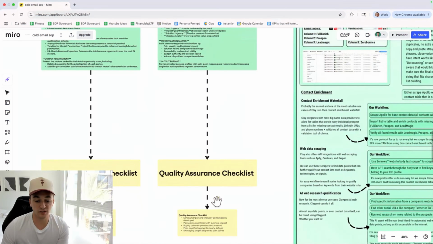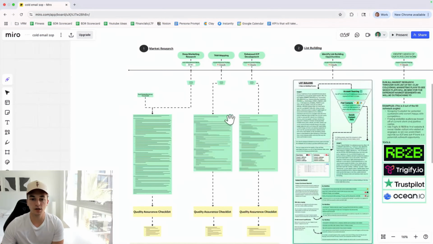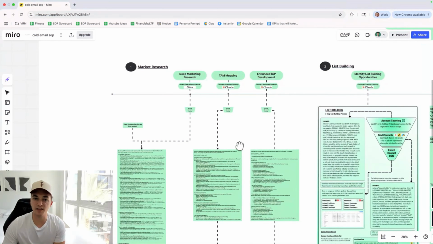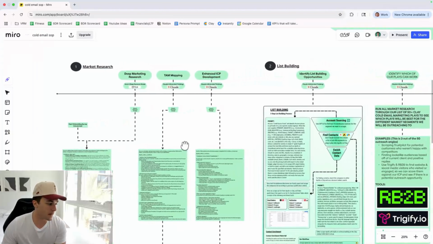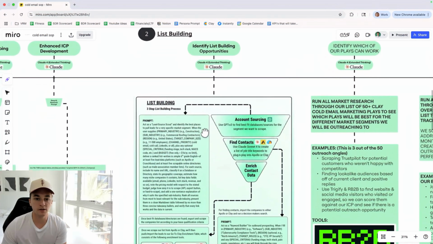So then we have a checklist for that, kind of to make sure that we got everything that we need for the next step. So that's basically the market research side of things before we build a list. Now, the next step is list building. Right? So we're going to identify list building opportunities for each of the different market segments.